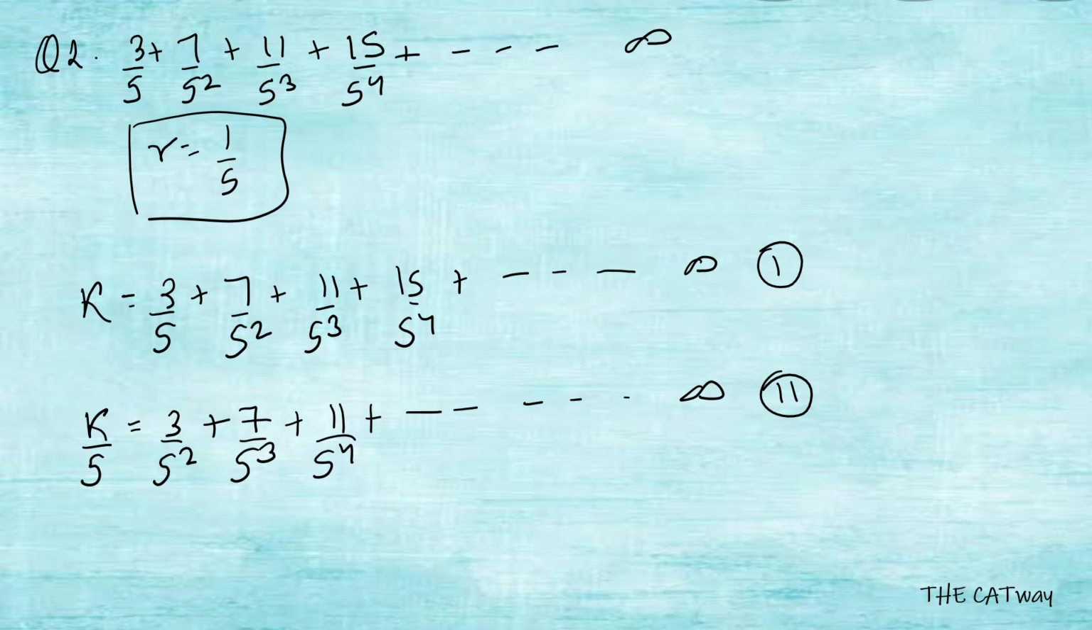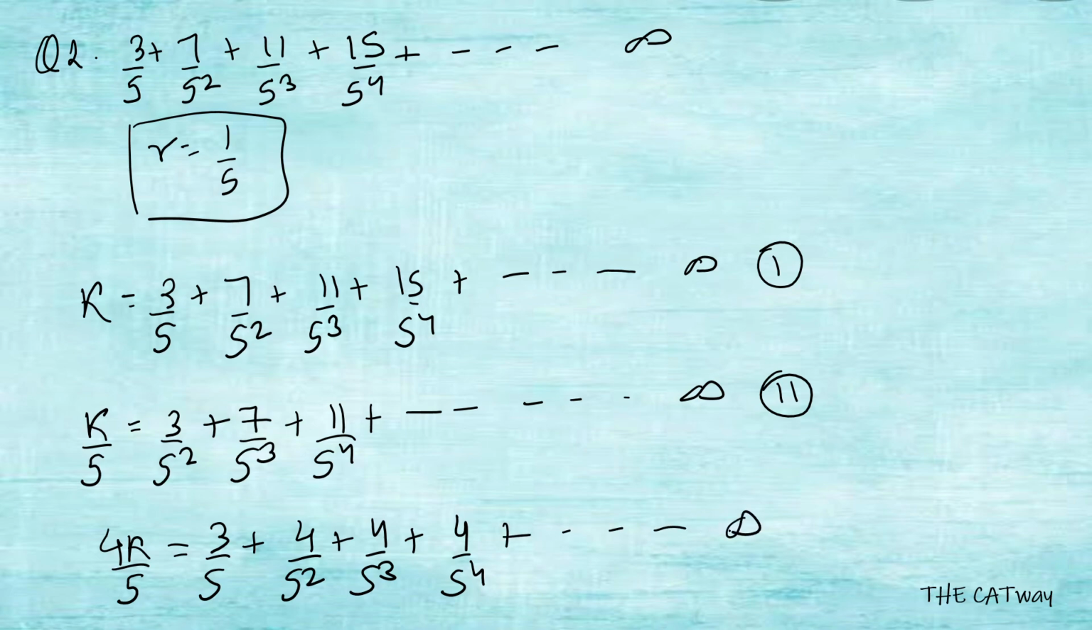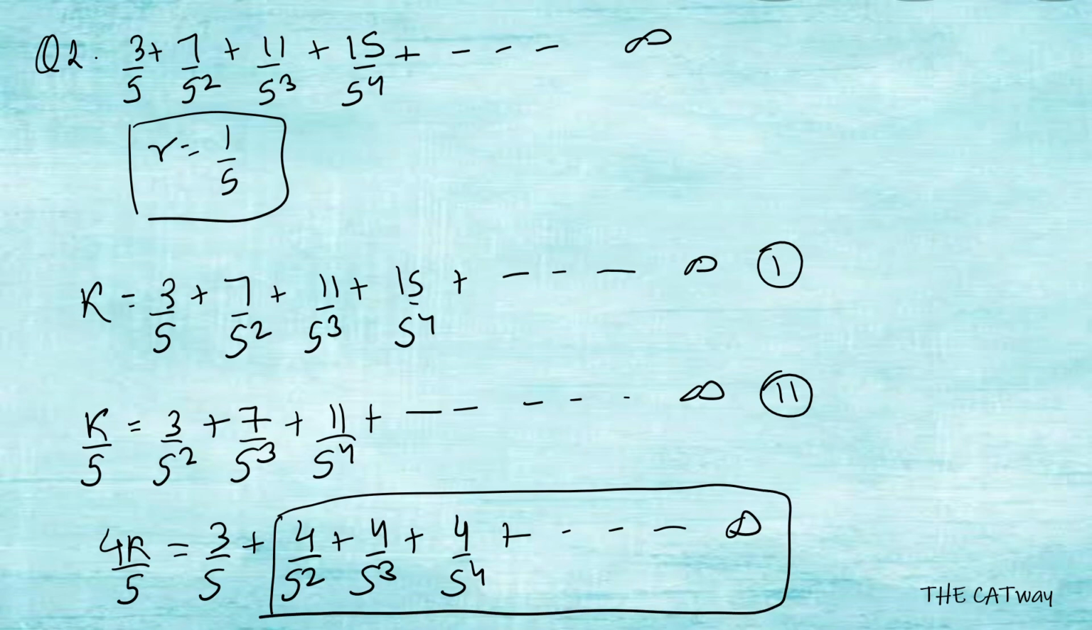Now you have to subtract equation 2 from equation 1. So what do we get? We get 4k by 5 is equal to 3 by 5 plus 4 by 5 square plus 4 by 5 cube plus 4 by 5 to the power 4 and so on up till infinity. Okay, so now what you can see is this part forms an infinite GP, where the first term a is equal to 4 by 5 square, and we have a common ratio of 1 by 5.